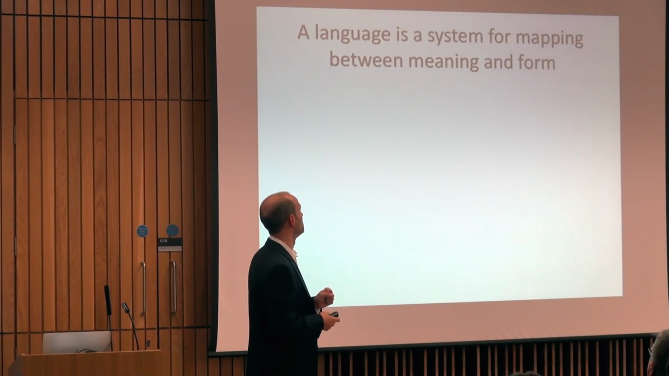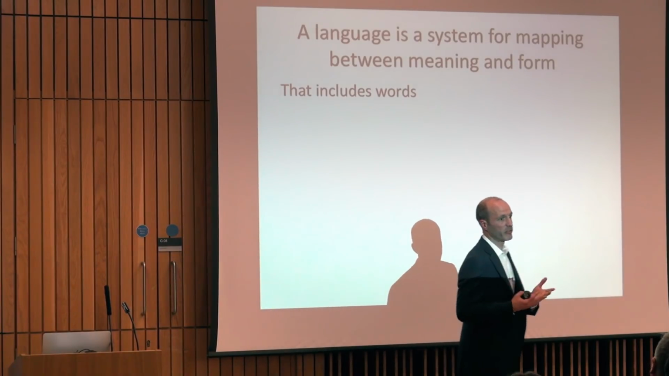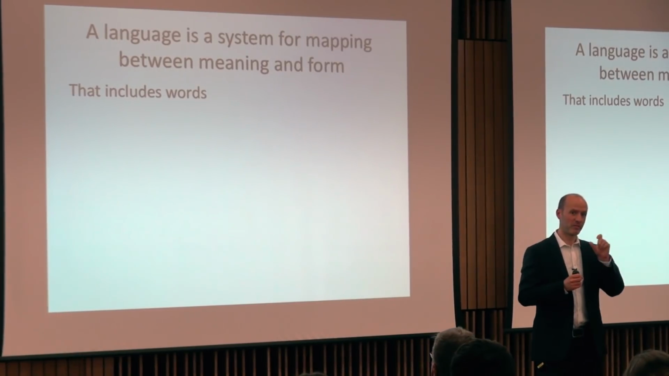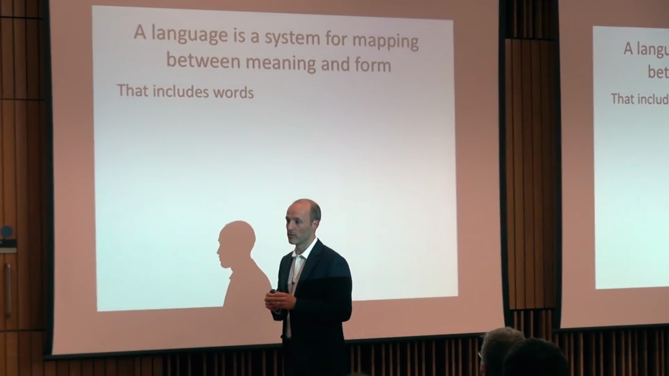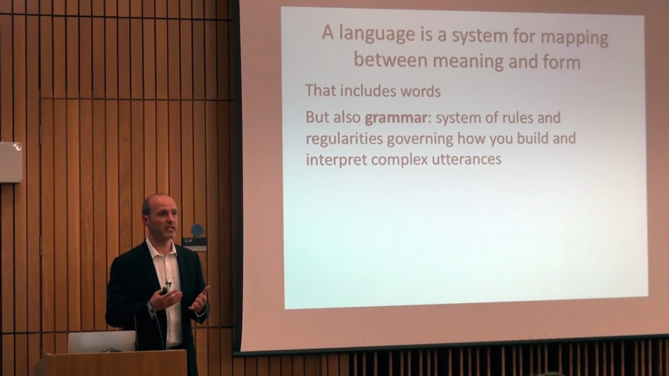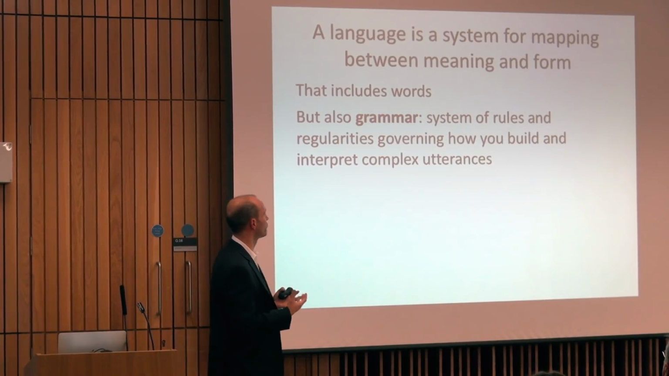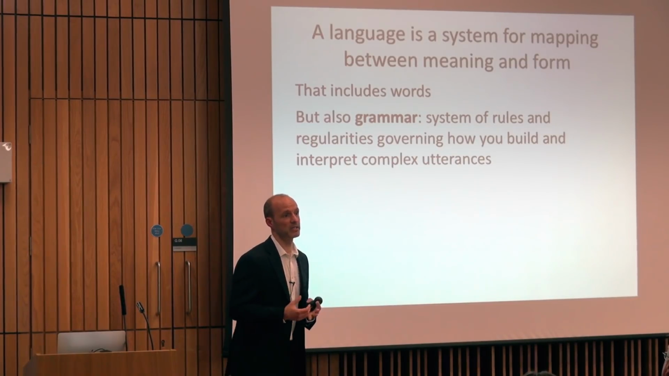Okay, so a language is a system for mapping between meaning and form. That's going to include a bunch of words. Words are kind of our basic element of mapping between meaning and form. There is some concept associated with a sequence of sounds or a sign or whatever. But more interestingly, when you know a language, you don't just know the lexicon of that language, a set of words, you also know the grammar. A grammar is a system of rules and regularities which tells you how to build and interpret complex utterances.